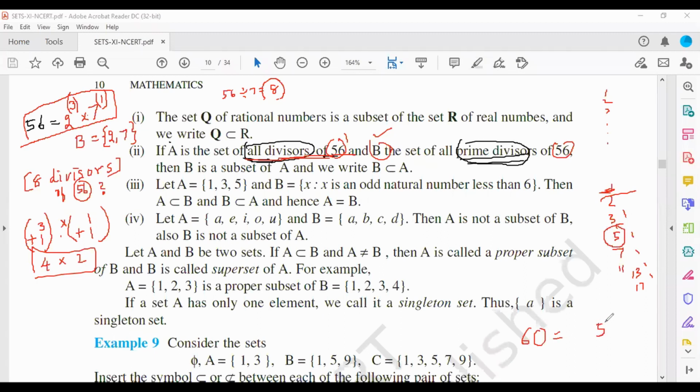Yes, 5 divides. Once 5 divides, I told you take the quotient. Now the quotient is 12, 60 by 5. Now try for 12. That's it. 12 is divisible by 3. Yes, divisible by 3. But 3 power what? 3 power 1 or 3 power 2?